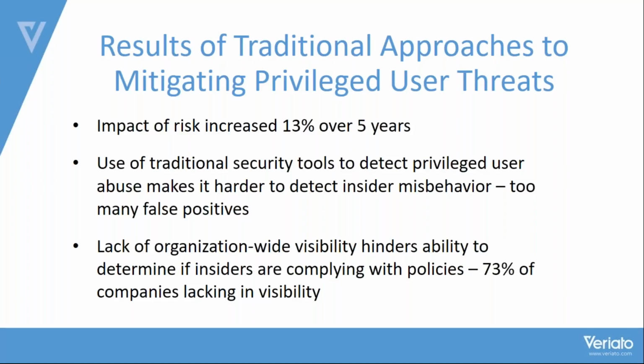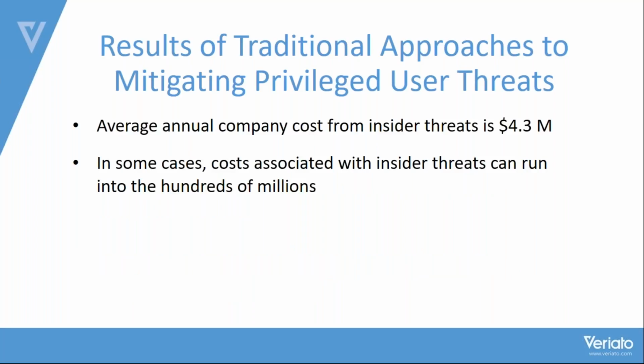Lack of organization-wide visibility hinders the ability to determine if insiders are compliant with policies. It says 70% of companies lack visibility into their employees. Average annual company costs for insider threats are around $4.3 million. This is for each time something happens, and it can escalate. And again, I talked about reputation. Loss of customers, loss of reputation equaling loss of customers can be even more detrimental to your company. We can't even count that loss. This $4.3 million is probably just from credit services that you're going to give the person, and cleaning up your mess. It's not from the loss of customers.